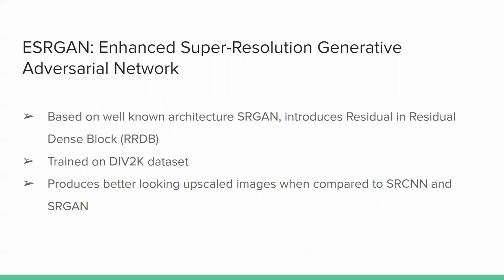So the ESRGAN is the Enhanced Super Resolution Generative Adversarial Network. This was a recent super resolution network from 2018. It was based on a well-known architecture, the SRGAN, and it improves on it by using a new layer called the residual-in-residual dense block. This super resolution network was trained on the DIV2K dataset, and it produces better looking super resolution images when compared to older existing methods such as SRCNN and SRGAN.